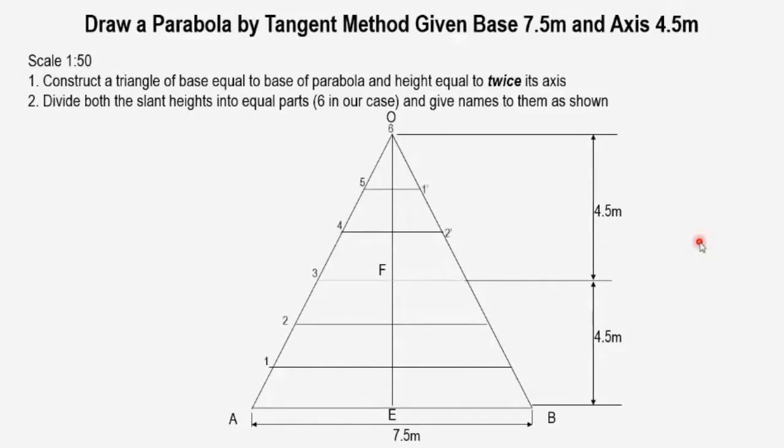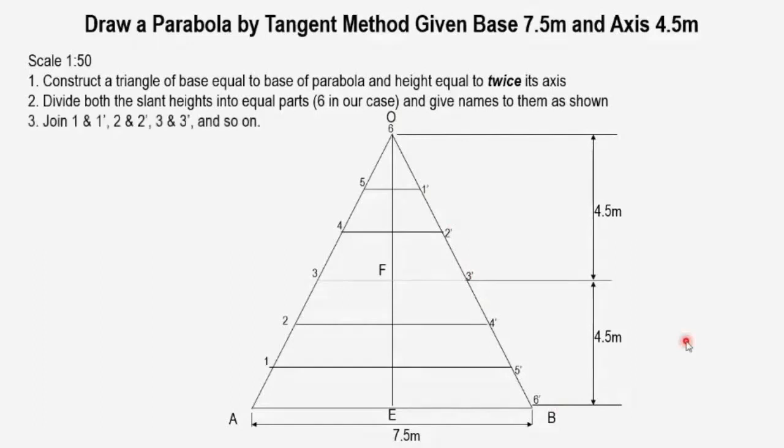And again, naming of the points is very important. We start from point A. The first point from point A is given name as point number 1, 2, 3, 4, 5. O is given as point number 6. O is the apex of the triangle. Then starting from point O, we name point number 1 dash, 2 dash, 3 dash, and so on on the right side. Again, this naming is very important, and this way we have to name all the points.